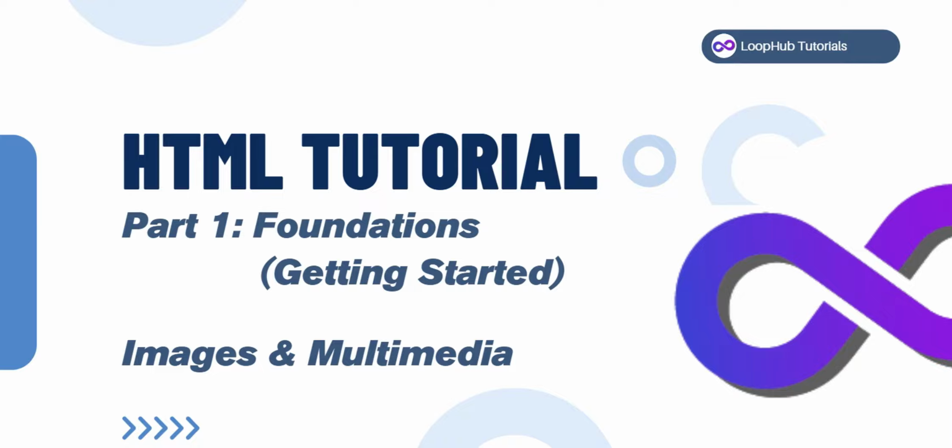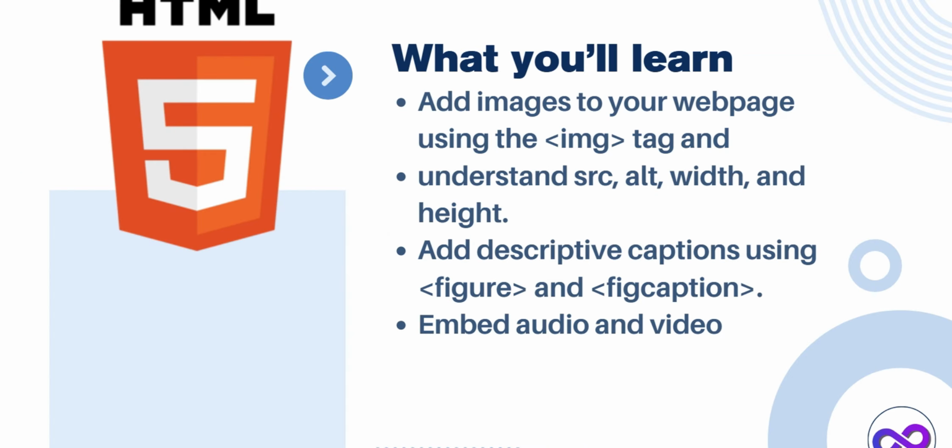In this episode, we're going to make your web pages more exciting and engaging by adding images and multimedia. Because let's face it, no one wants a plain text only page, right? By the end of this video, you'll be able to add images using the img tag, use the src, alt, width, and height attributes properly, add captions using figure and figcaption, as well as embed audio and video into your web page. So, let's jump in and start learning.